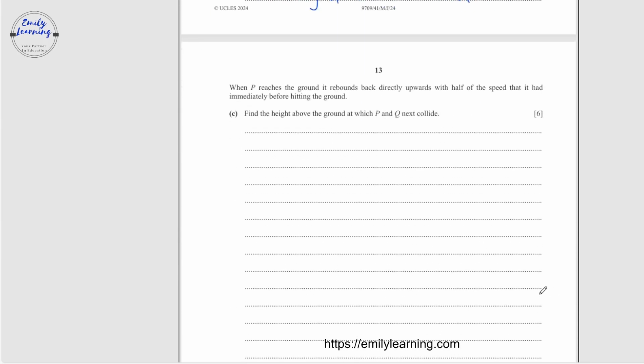Next, let's move on to C. When P reaches the ground, it rebounds back directly with half of the speed it had immediately before hitting the ground. Find the height above the ground at which P and Q next collide. So now let's take a look at part C. We are told that when P reaches the ground, it rebounds directly upwards with half of the speed that it had immediately before hitting the ground. Find the height above the ground at which P and Q collide.